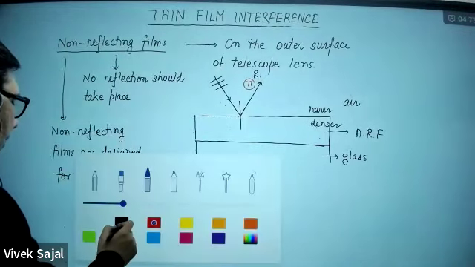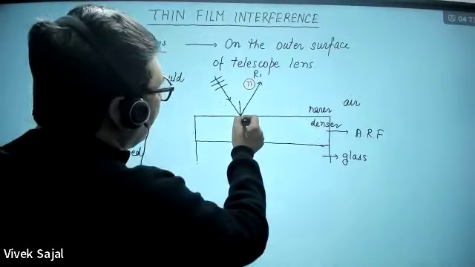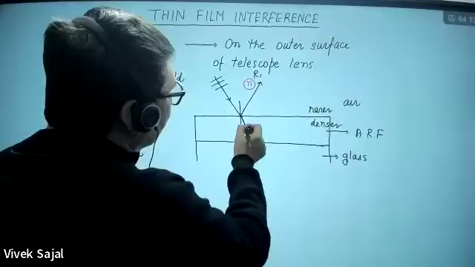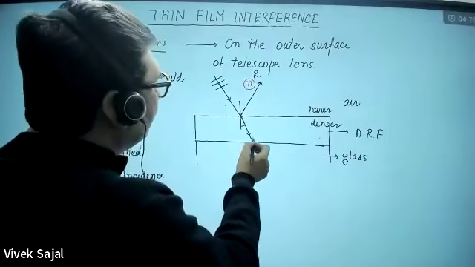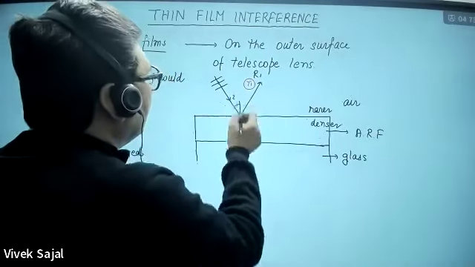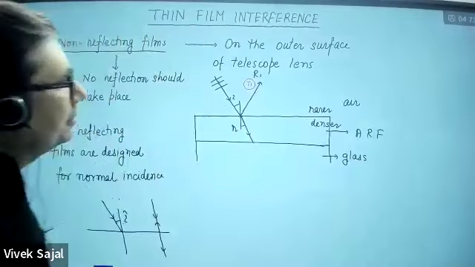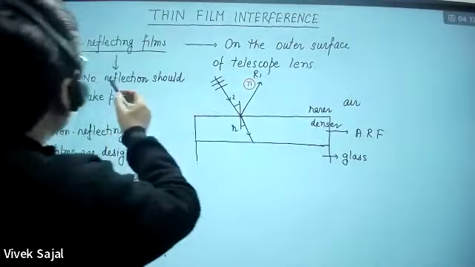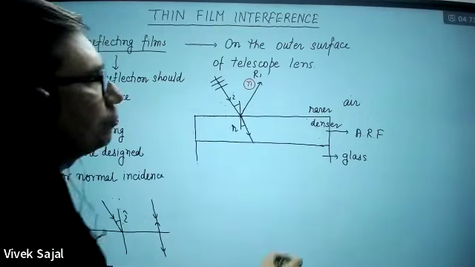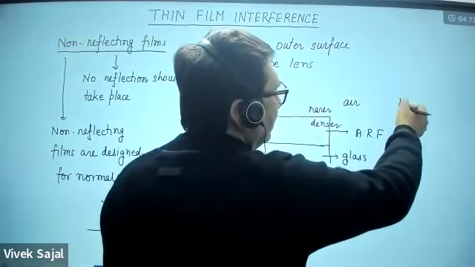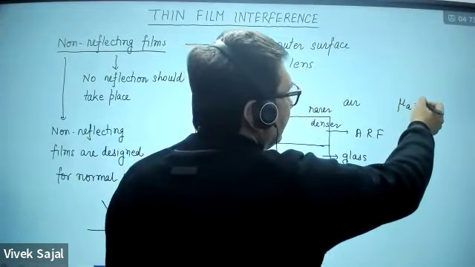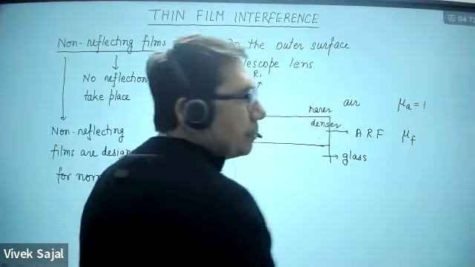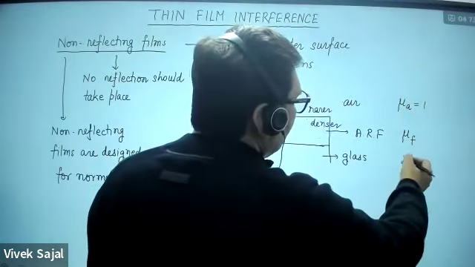Now this light is going to strike the second interface. It will bend towards the normal and strike at this interface. This is the angle of incidence, you call it r. Now try to understand, whenever you are designing non-reflecting films, if the refractive index of air is mu A, that is equal to 1, this is mu F, the refractive index of the film material, and this is mu G.